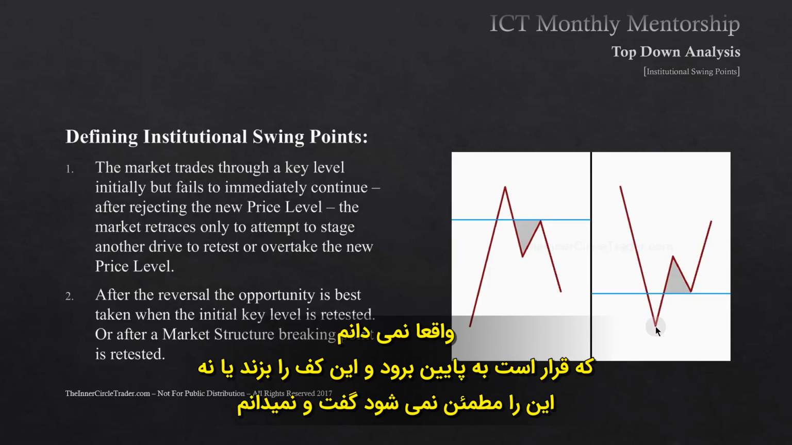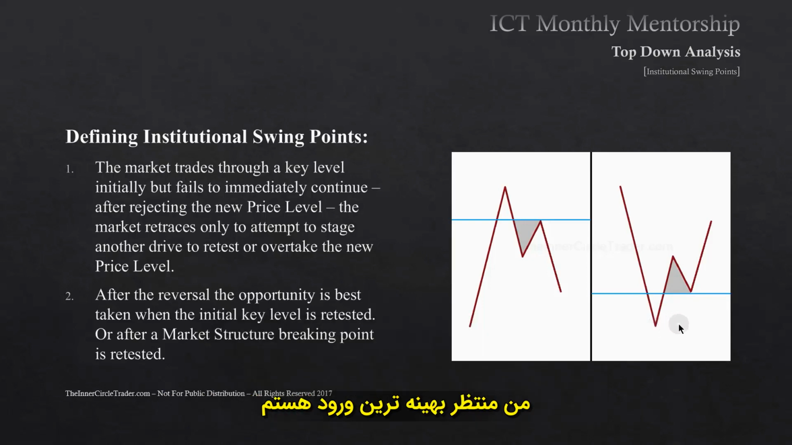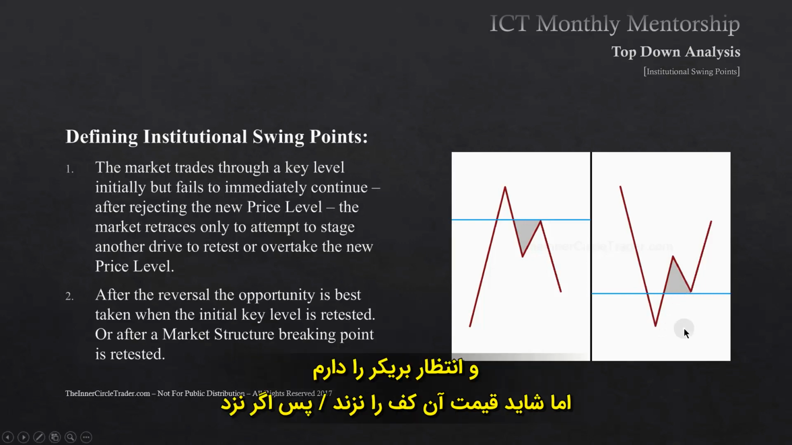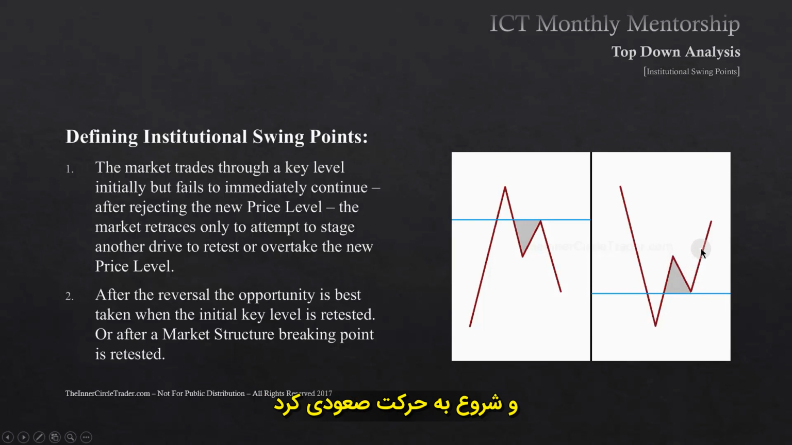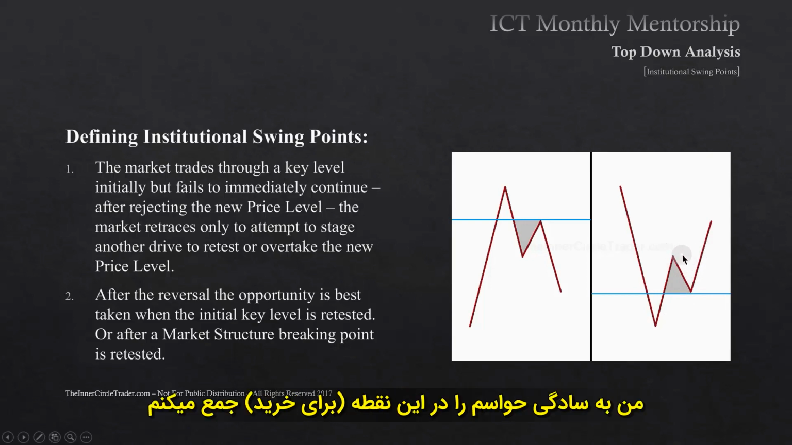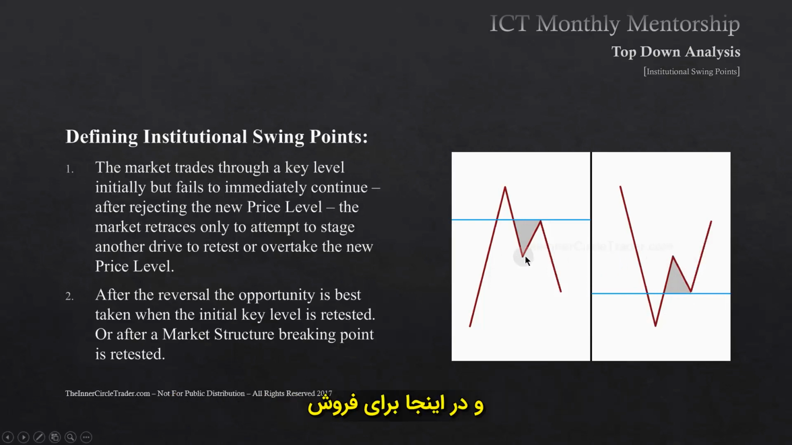I anticipate the most optimal entry. I'm looking for that scenario, but it may not give it to me. So if it doesn't and it starts to run the other way, I'm simply going to put my eyesight right here for the buy and here for the sell.